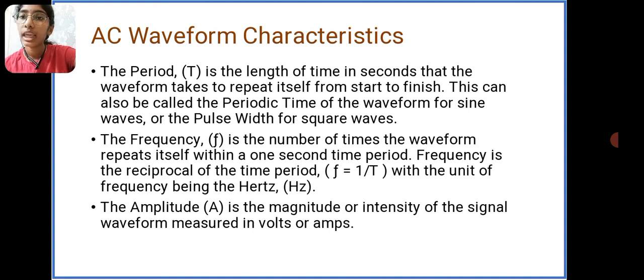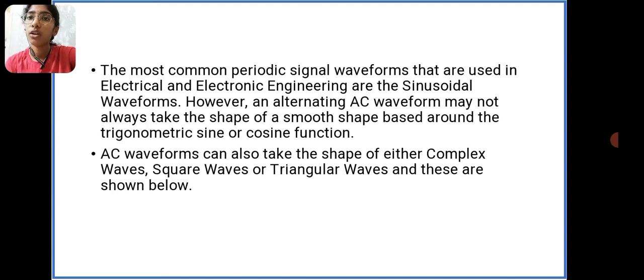The amplitude A is the magnitude or intensity of the signal waveform measured in volts or amps. The amplitude is measured in volts or amperes. So the amplitude is the magnitude or intensity of the signal waveform. The most common periodic signal waveforms used in electrical and electronic engineering are the sinusoid waveforms. However, an alternating AC waveform may not always take the shape of a smooth shape based around the trigonometric sine or cosine function. AC waveforms can also take the shape of either complex waves, square waves, or triangular waves, and these are shown below.